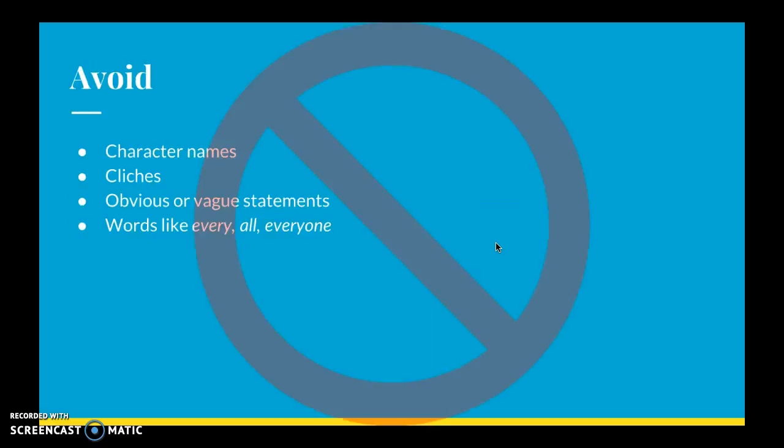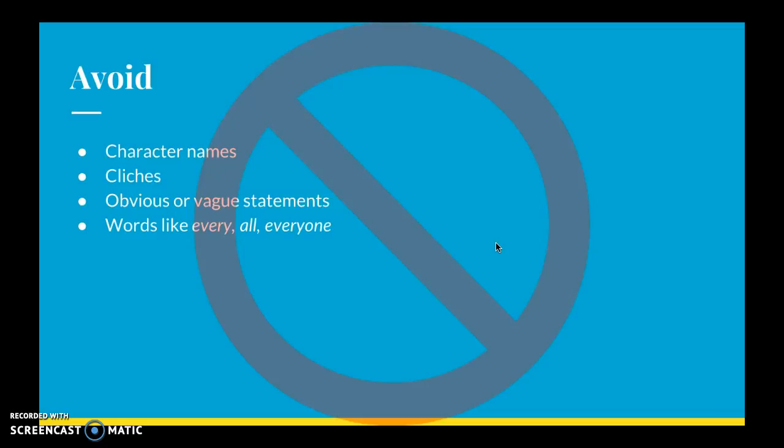Okay, things to avoid. Don't put in character names, because remember, it's not about the events of the story. Don't put in any cliches. Cliches are kind of those broad statements that everybody uses all the time. You should walk a mile in someone's shoes. Don't use that kind of thing. Avoid anything that's too obvious or vague. And try not to say words like every, all, or everyone. I might have said that in my last example. Instead, say words like some, most, in general.